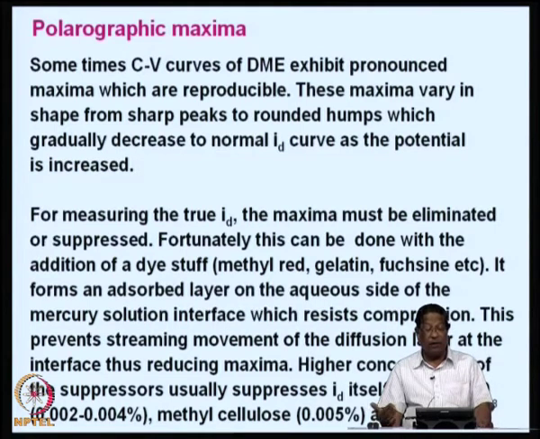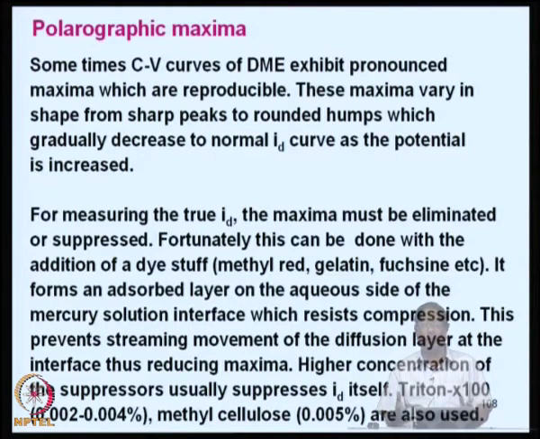And with a higher concentration of the suppressor, suppose you use a very high concentration, then what happens? It usually suppresses the ID itself. So, it should not be too high, and sometimes we use Triton X-100, that is a surfactant, in the concentration of 0.002 to 0.004%, or you can use even methyl cellulose in 0.005%.